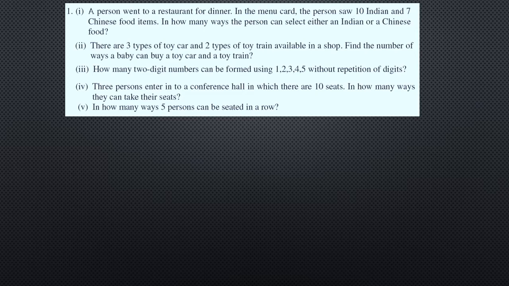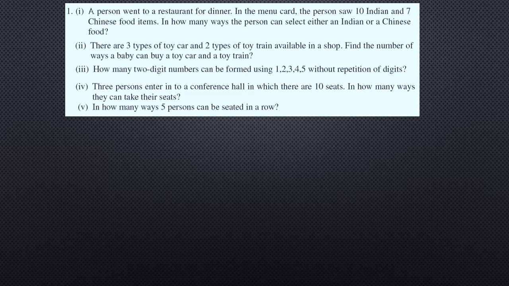Similarly, second question, there are 3 types of toy car and 2 types of toy train available in a shop. Find the number of ways a baby can buy a toy car and a toy train. Third subdivision, how many 2-digit numbers can be formed using the digits 1, 2, 3, 4, 5 without repetition of digits?